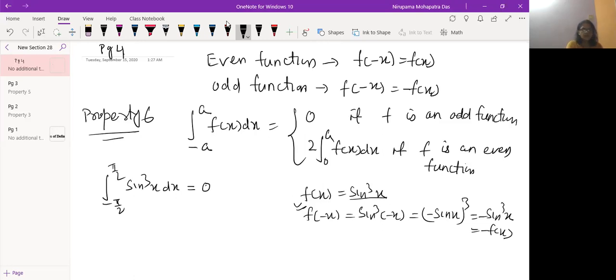Okay, so if you want to go for proof, we can do it. Maybe I can just show the proof of this property. Whenever you have minus a to a, what you can do here is split it into minus a to 0 and 0 to a. So after this we can do it. Just one moment.